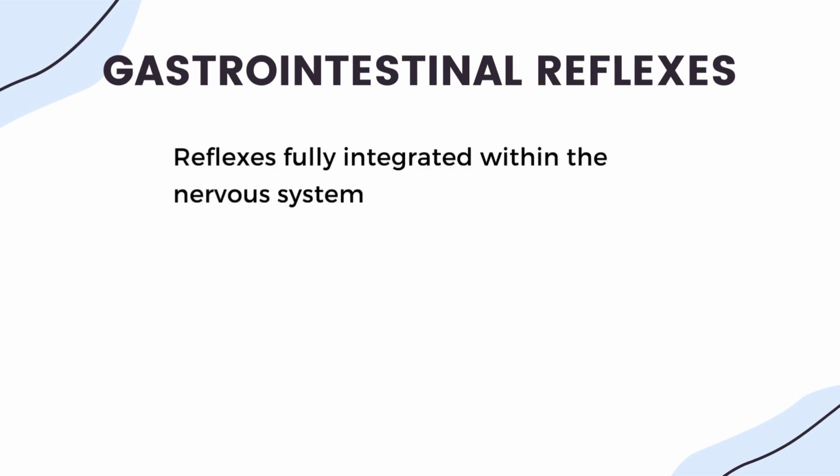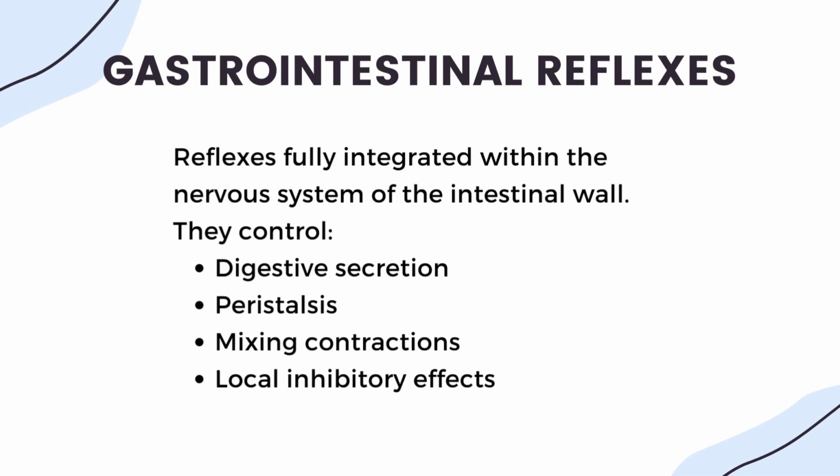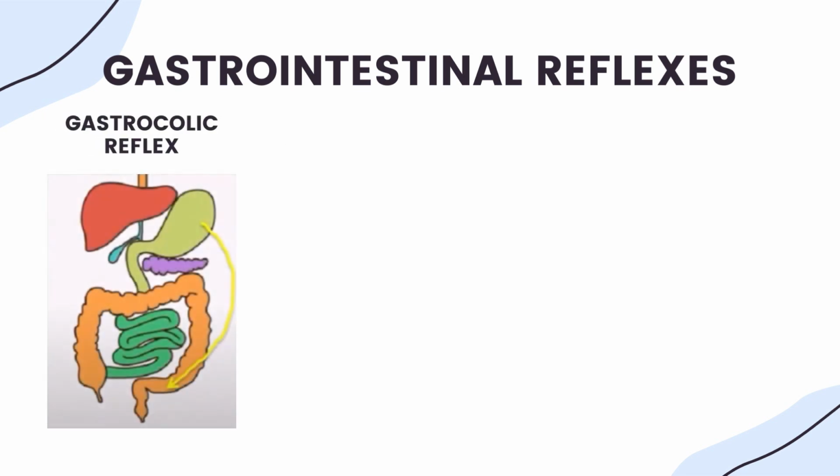The reflexes fully integrated within the nervous system of the intestinal wall control mainly digestive secretion, peristalsis, mixing contractions and local inhibitory effects. Several of these reflexes we are going to see throughout the classes of gastrointestinal physiology. And the reflexes that go from the intestine to the prevertebral sympathetic ganglia and return to the digestive tract.